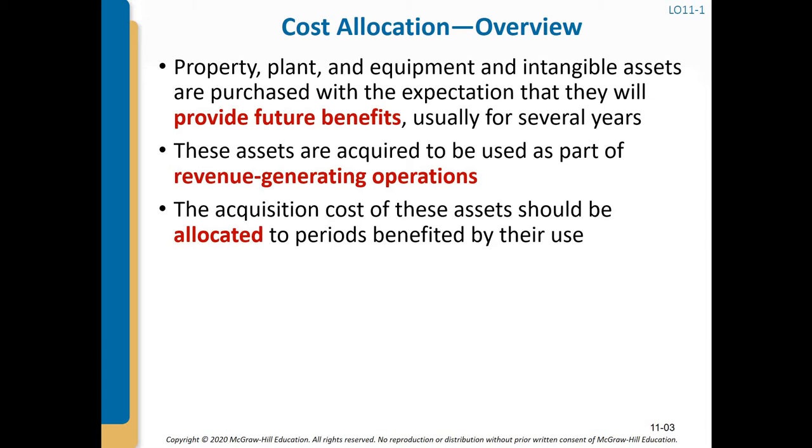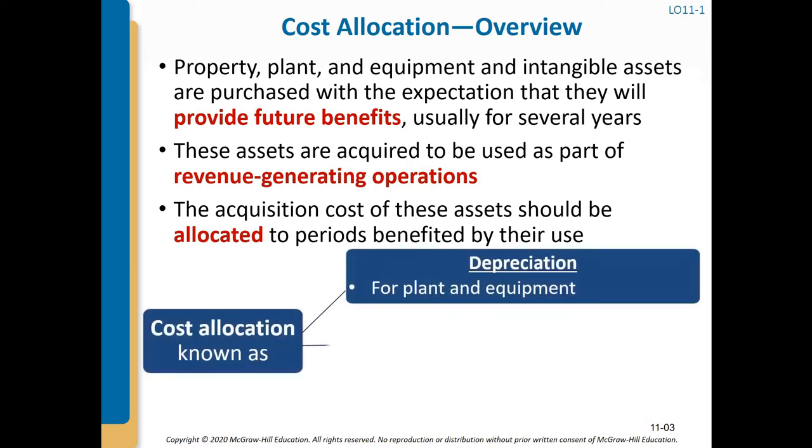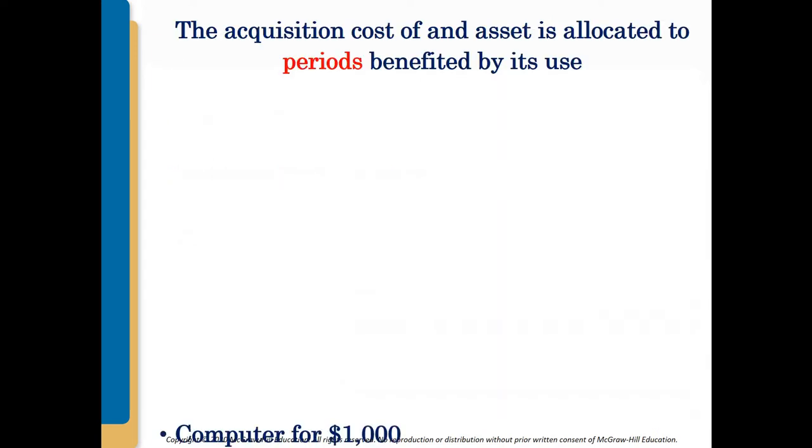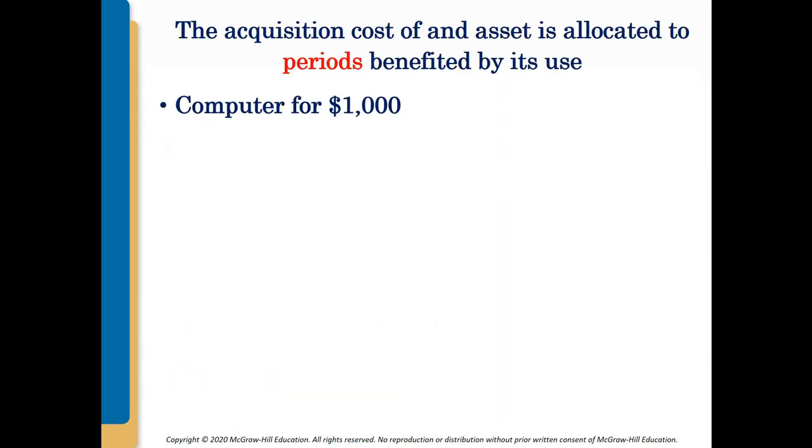These assets are acquired to be used as part of the revenue generating operations. So the acquisition cost of these assets should be allocated to the periods benefited by their use. This cost allocation is known as depreciation for property, plant, and equipment, depletion for natural resources, and amortization for intangible assets. Let's have an example.